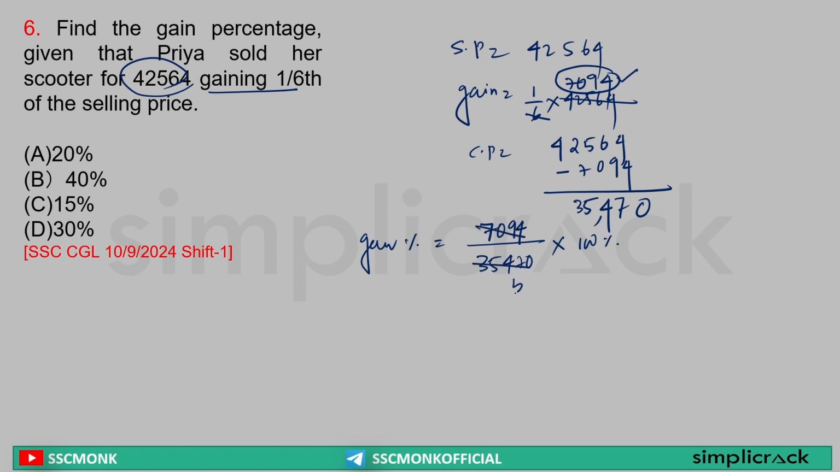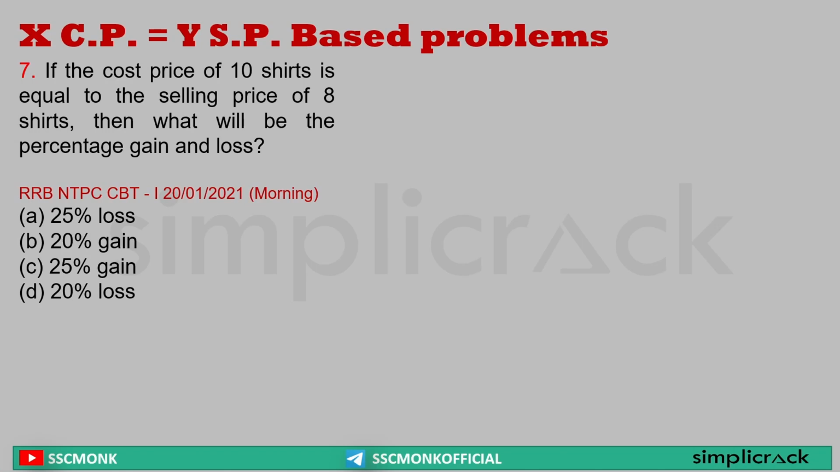So this is multiplication of 5. So 1 by 5 into 100% is equal to what? Sir, 20%. Basic fraction to percentage conversion. So what is the gain percentage of Priya? Sir, 20%. Clear? Next.